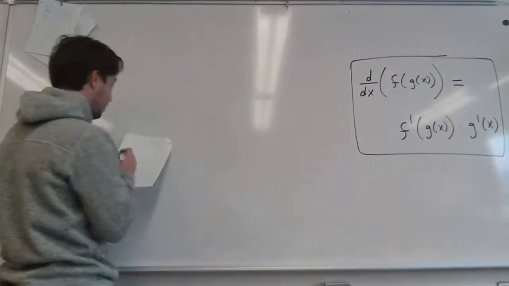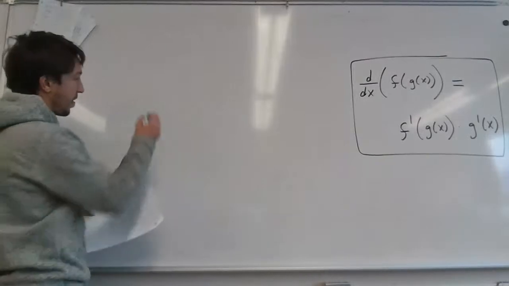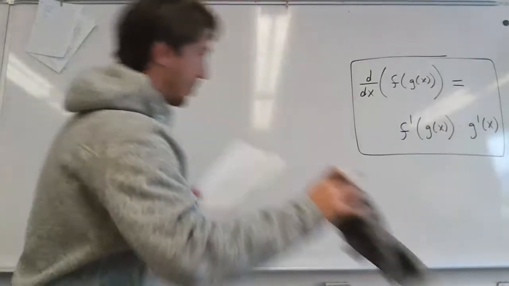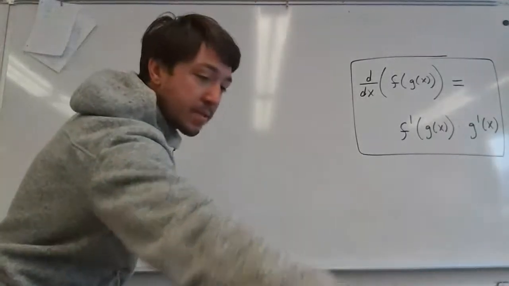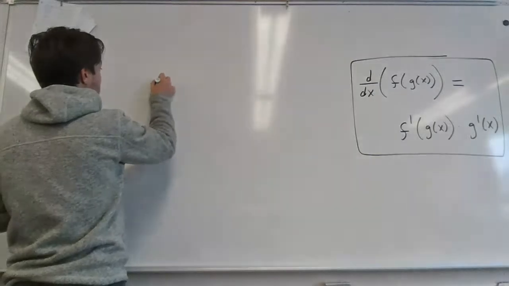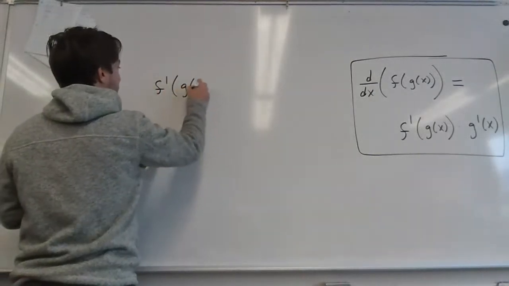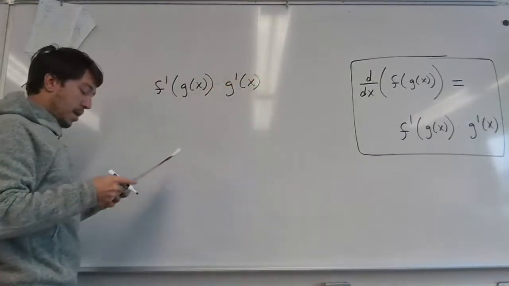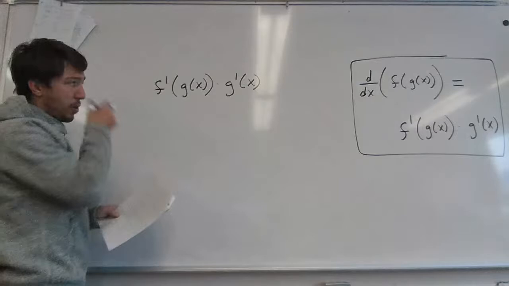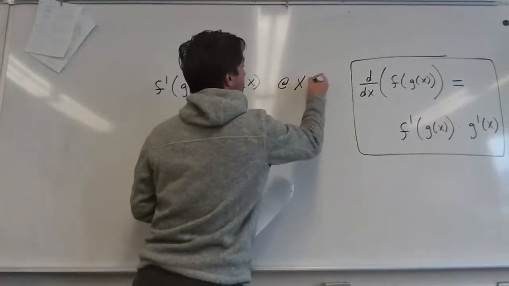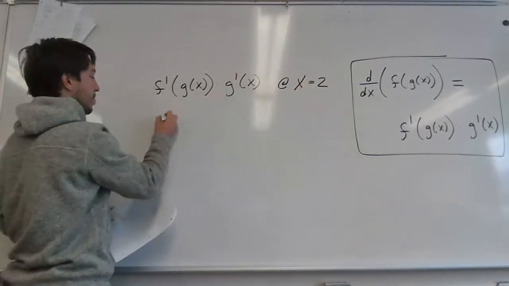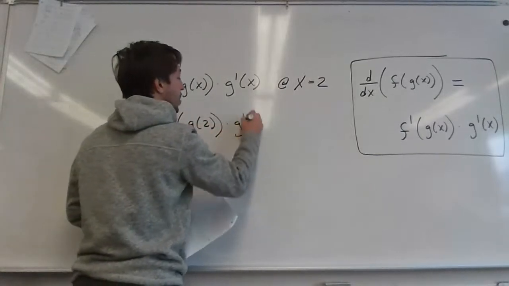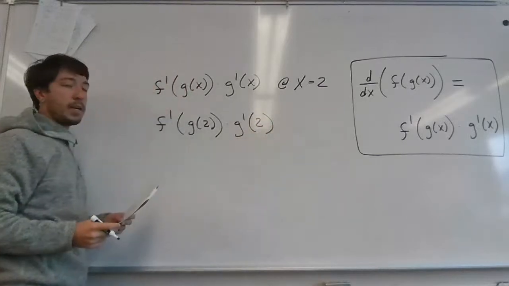So for 16, the derivative of f of g of x is, let me write it, sorry. I was going to put g prime first, but why would I do that? You can if you want. F prime of g of x times g prime of x. And then it says at x equals 2. So let's plug the 2 in. F prime of g of 2 times g prime of 2. Everyone okay with that? Plugging in?